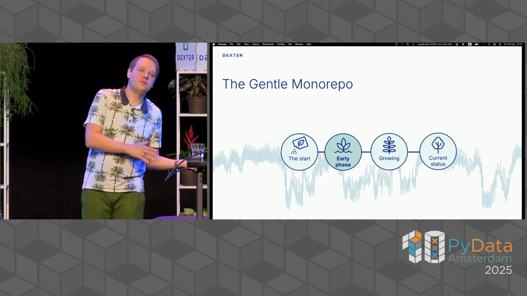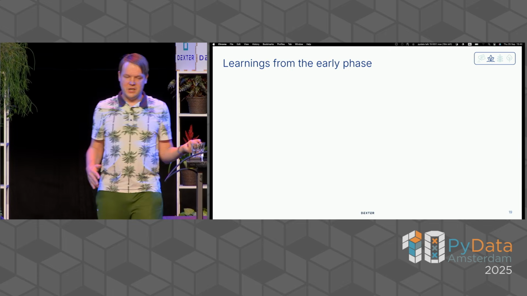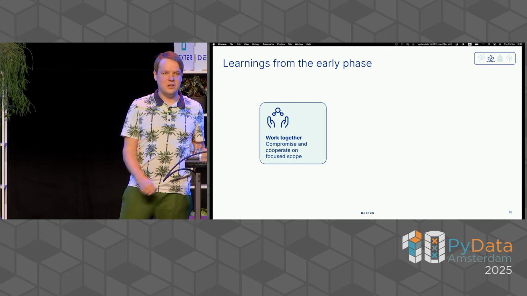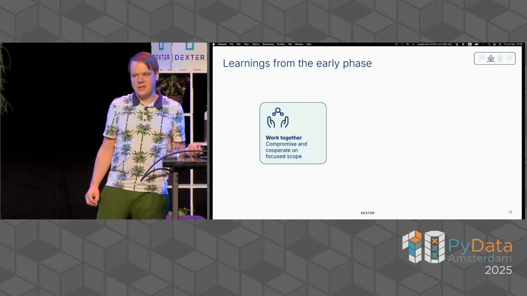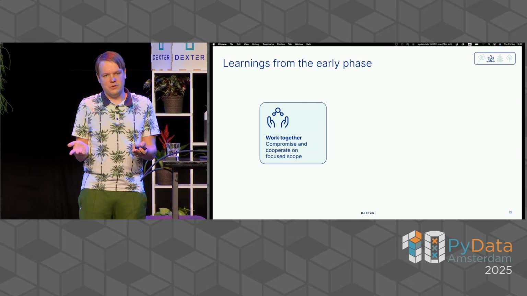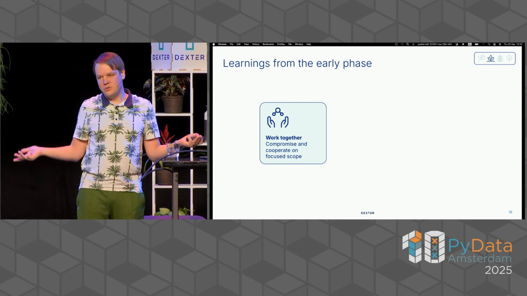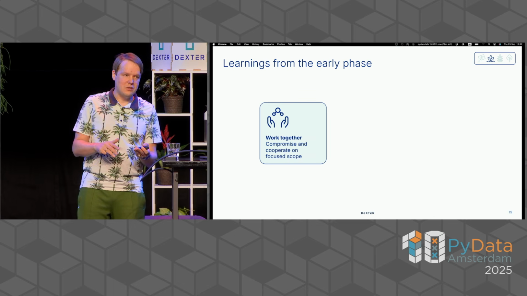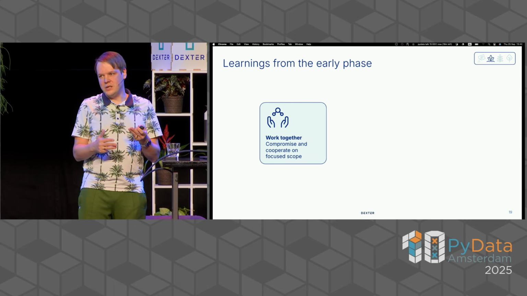So how does this work out for us in the early phase? I will share 3 learnings on what we did there. Most important thing, of course, is to work together. You have to get used to working together on this component. All of a sudden, you have 2 teams. You need to compromise. You need to figure out how you actually work together.